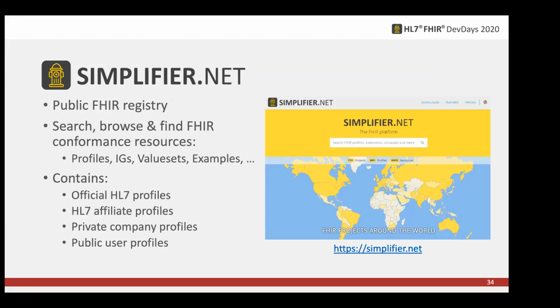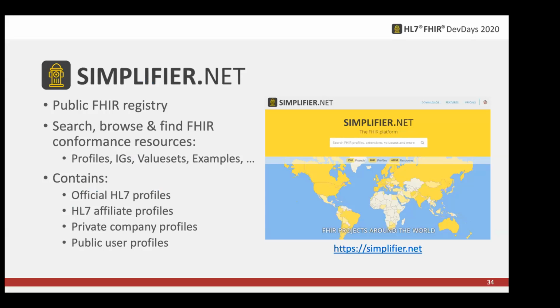I did also mention Simplifier already a couple of times. Simplifier is the public FHIR registry. You can use Simplifier without having to have a login, so you can just search and browse for anything that you need. We have all the official HL7 profiles on there, so all of the standard core resources, data types, extensions, etc., they can be found on the Simplifier platform as well.